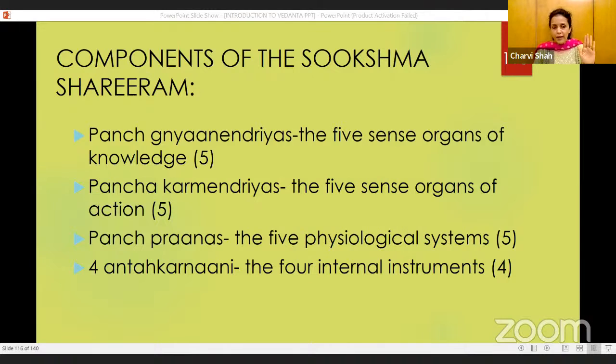Okay. So 5 Jnanendriyas, sense organs of knowledge. 5 Karmendriyas, sense organs of action. 5 Pranas, that makes it 15. 5 Pranas means the 5 physiological systems. And 4 Antakaranani, the internal instruments. These are the 19 parts of our Sookshma Shareeram, of our subtle body. Let us look into these 19 in detail.